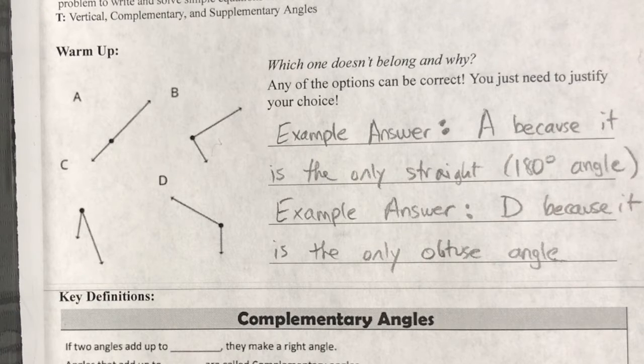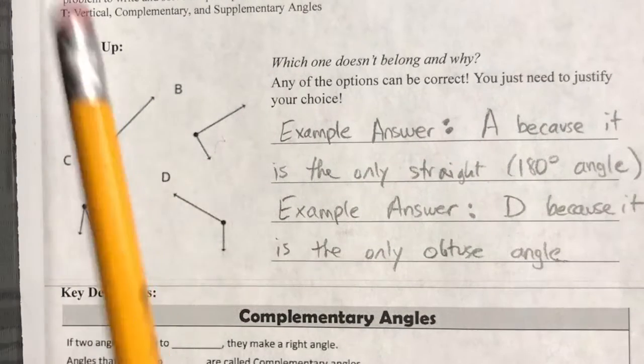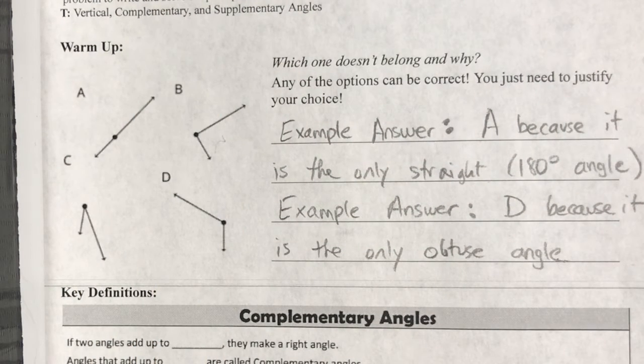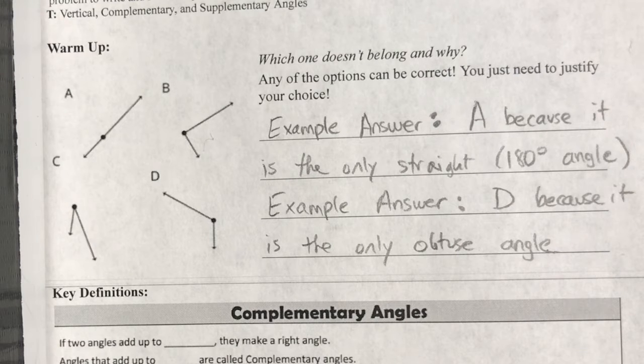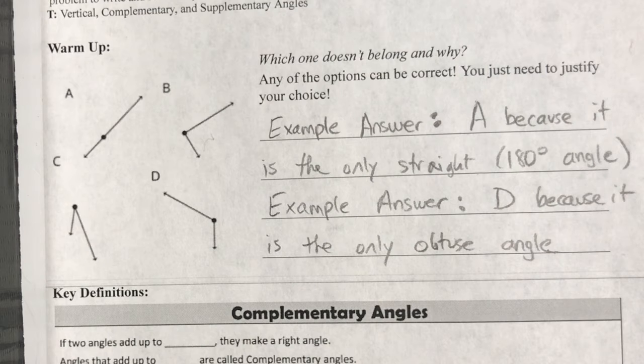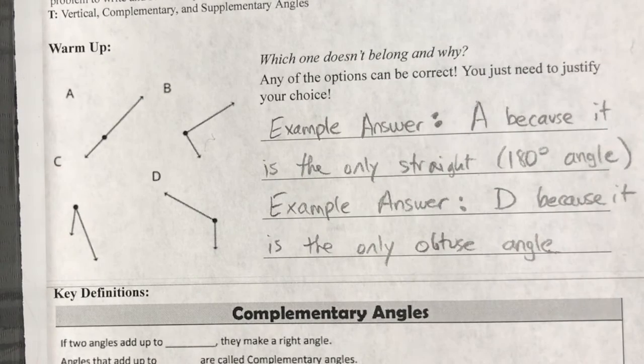Okay, so hopefully you should have done the warm-up by now, and here's some example answers. So you could have said A, because that appears to be a straight line, so a straight angle. So that's the only one that's a straight angle or a 180-degree angle. You could have chose D because it appears to be the only obtuse angle. Remember, an obtuse angle is between 90 degrees and 180 degrees. Or you could have picked B or C for similar reasons. You don't need to have both of the things I've written down. As long as you have something that justifies your work, then that's great.